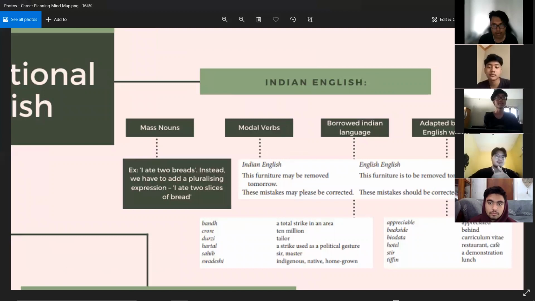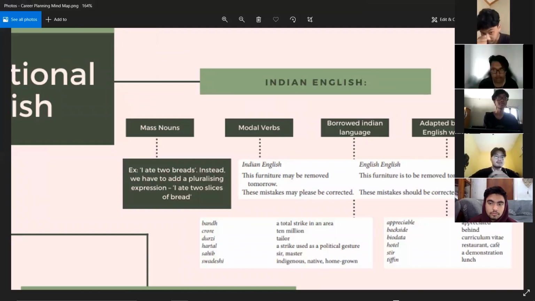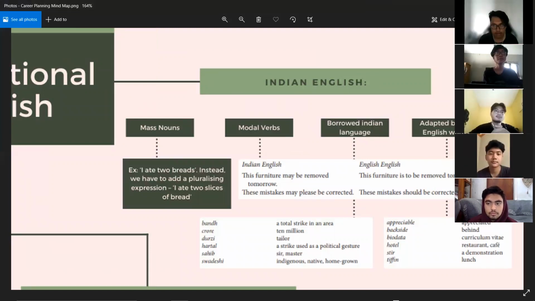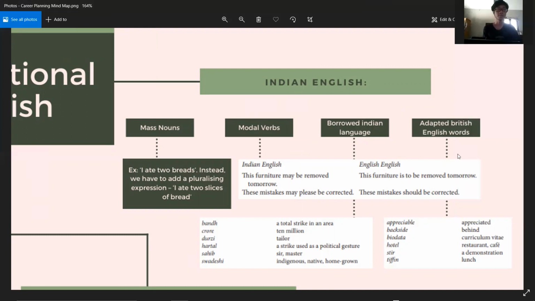While some aspects of Indian English, such as pronunciation, are highly variable, there are some characteristics that can be considered typical of the variety, like the tendency toward regularization in the formation of plurals of mass nouns. For example, in standard English, we cannot say I ate two breads. Here we have to add a pluralizing expression, like I ate two slices of bread.